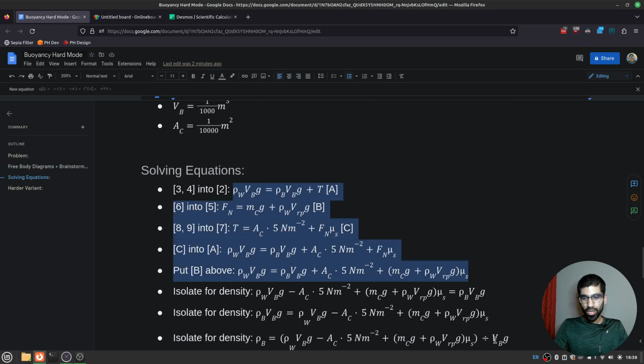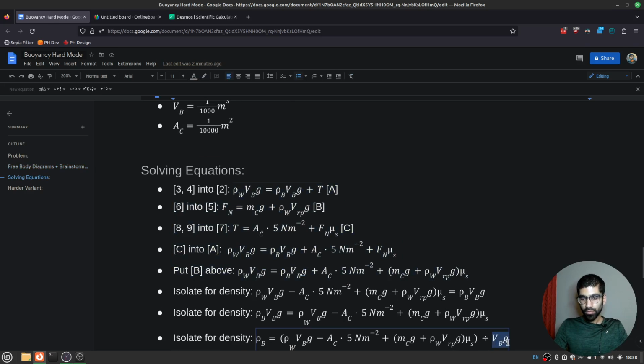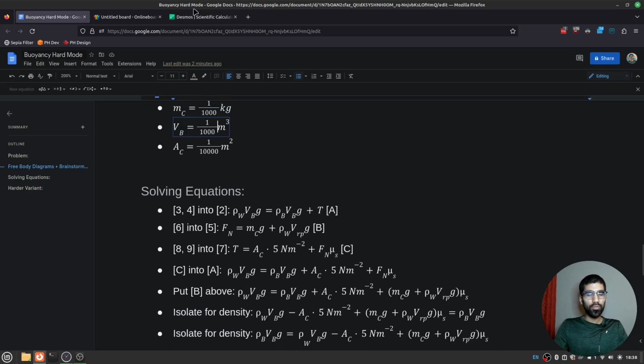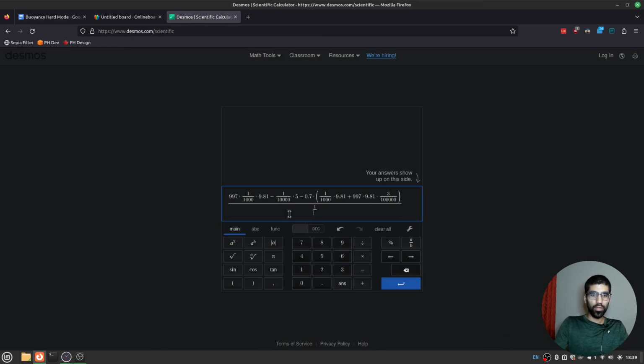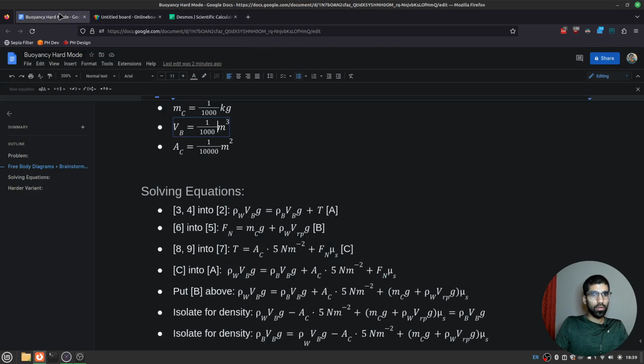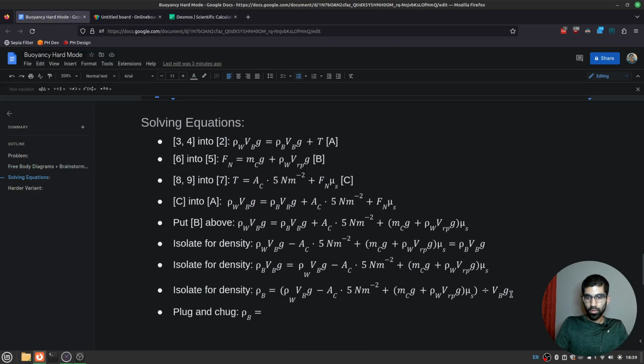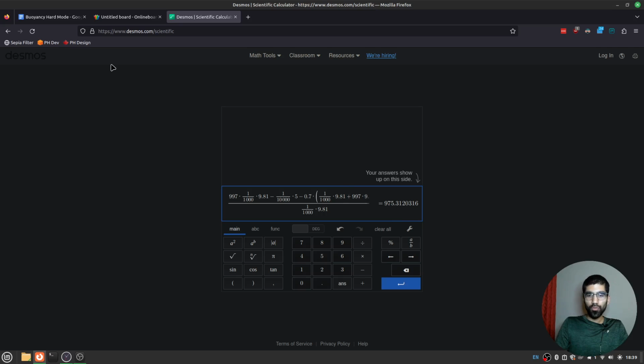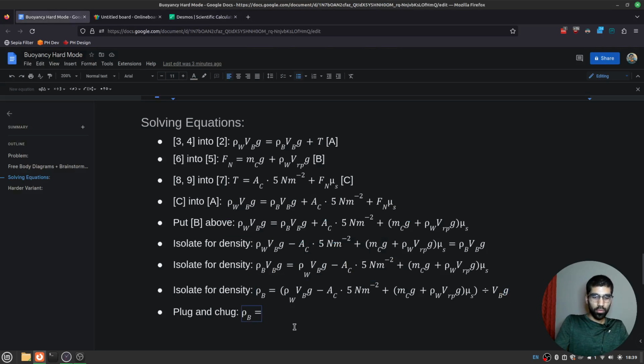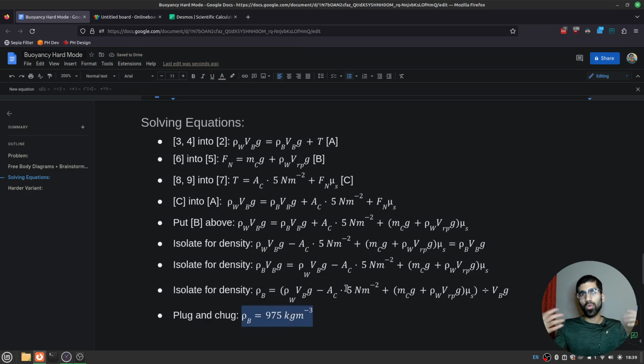On the bottom we have the volume of the buoy times the gravitational constant, so that's 1/1000 of a cubic meter, times 9.81. Is that right? 9.81. Alright, so we get an answer of 975. Well, the units we expect are kilograms per cubic meter. That's what we would expect for a density.